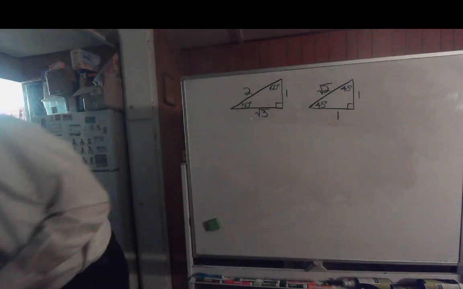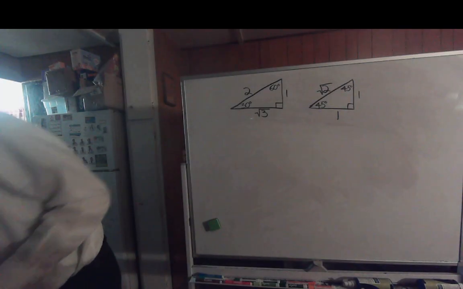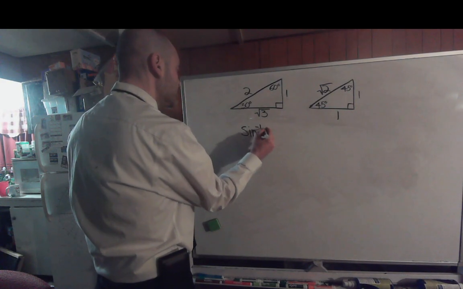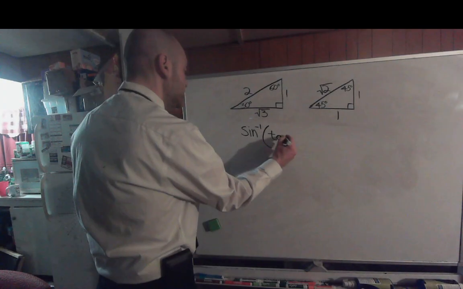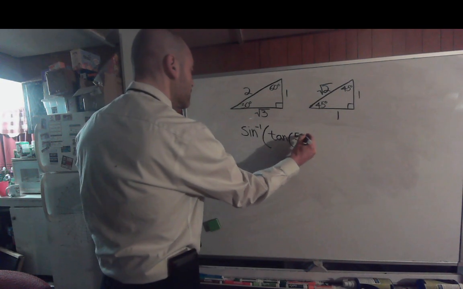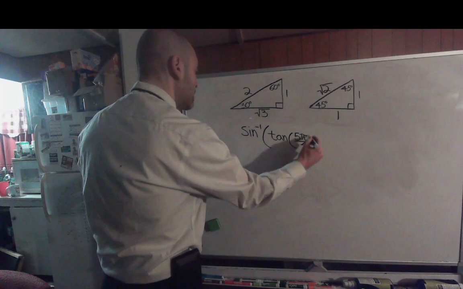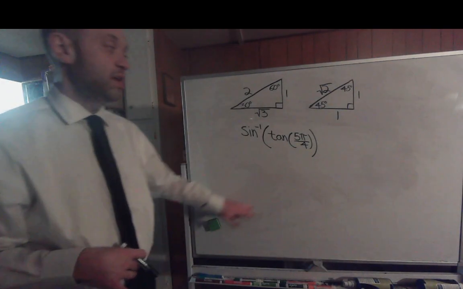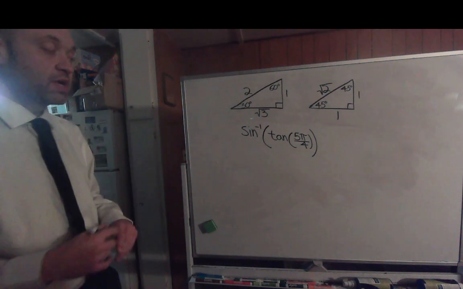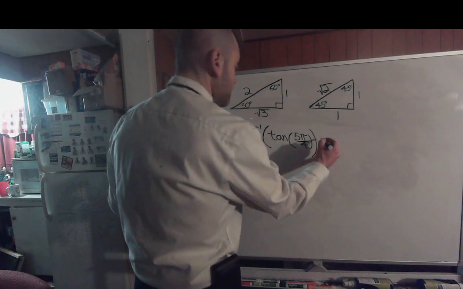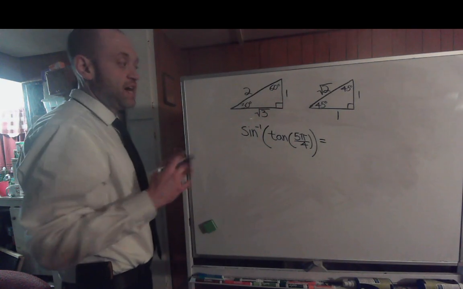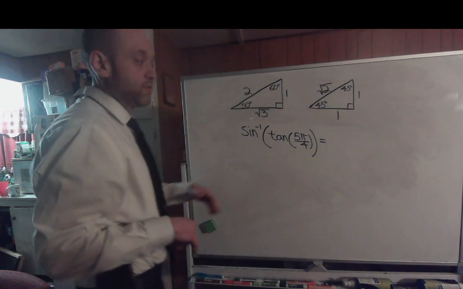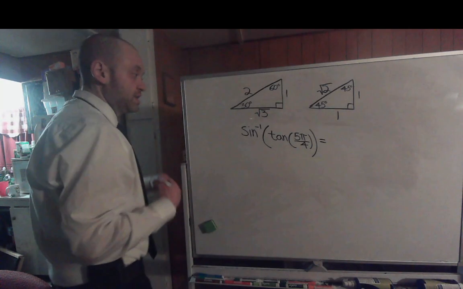So we have the sine inverse of the tangent of 5 pi over 4. This is where these triangles are going to come into play. So what is the tangent of 5 pi over 4? That's a 45-degree angle in the third quadrant, right? Which means you'll get a positive tangent.